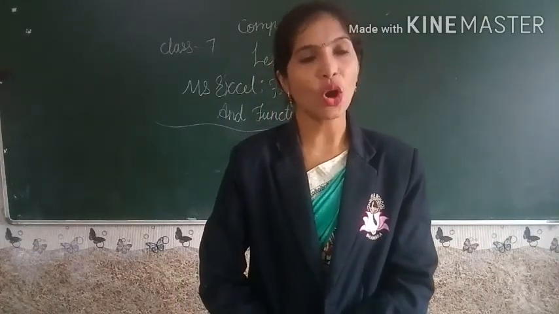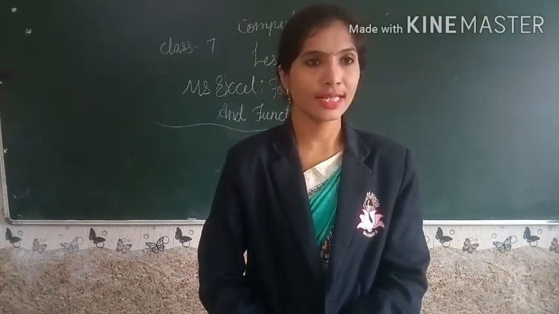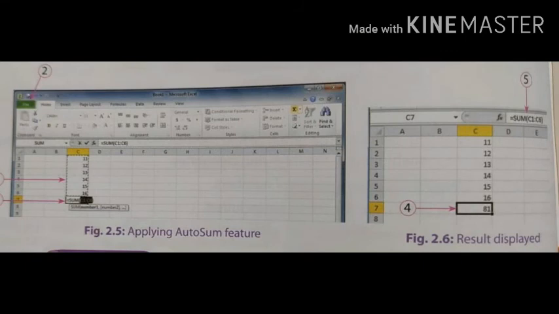Now we are going to see AutoSum features. Let's see. The AutoSum is a shortcut feature for using the MS Excel sum function. It provides a quick way of adding up columns or rows of numbers in a spreadsheet. And these are the steps for applying the AutoSum feature and result display.